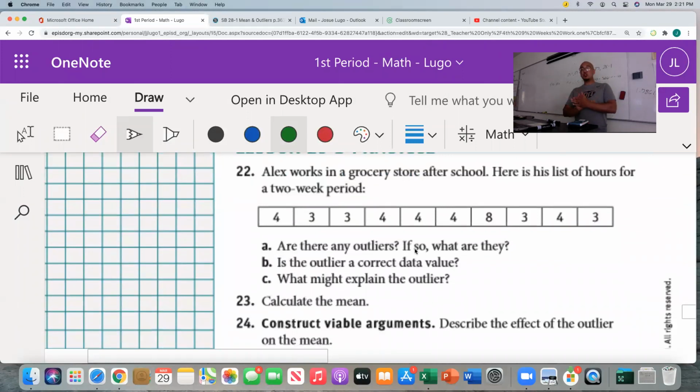So now for number 22 and 23, you guys are going to answer these on your own. For number 22, look at these 10 points. Are there any outliers? Is there any value or values that seem to be outside of the rest of the pattern of the data set? And then in number 23, actually calculate the mean. Go ahead and add up these 10 values and then divide by 10 because there's 10 values right there.